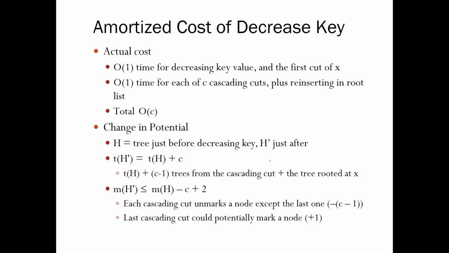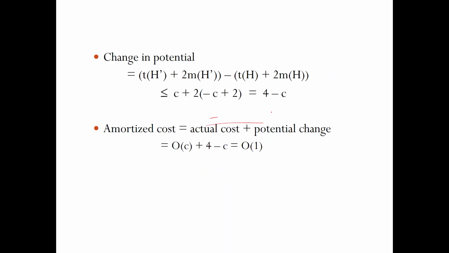Got it? And this is basically the change in potential energy, you can say. This is the cost involved in that. It's basically O(1) because all of them are constant.